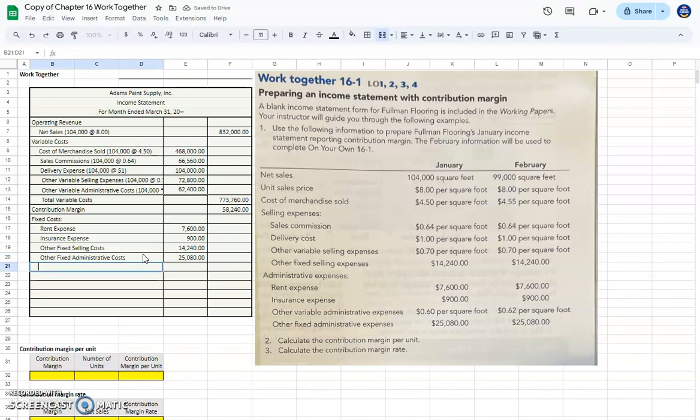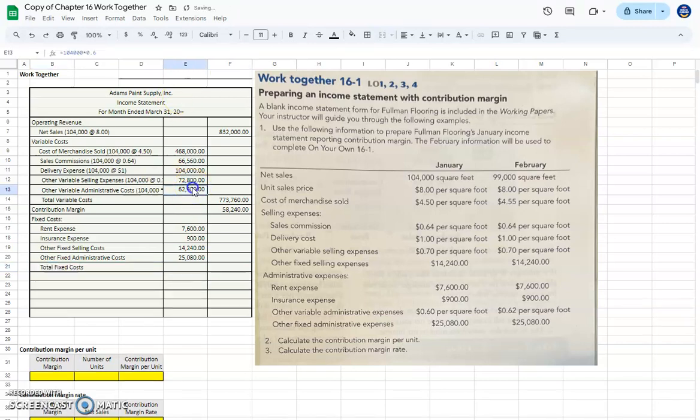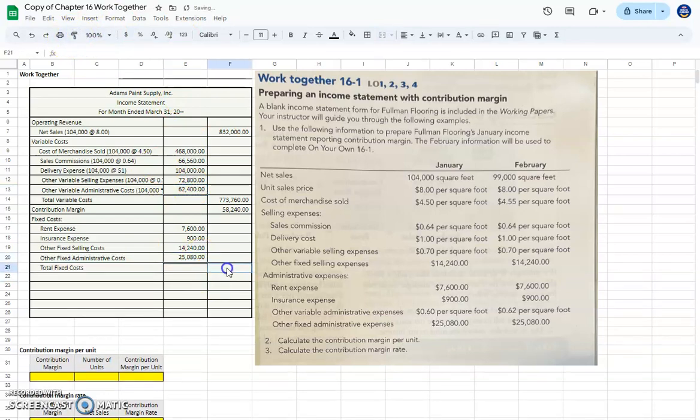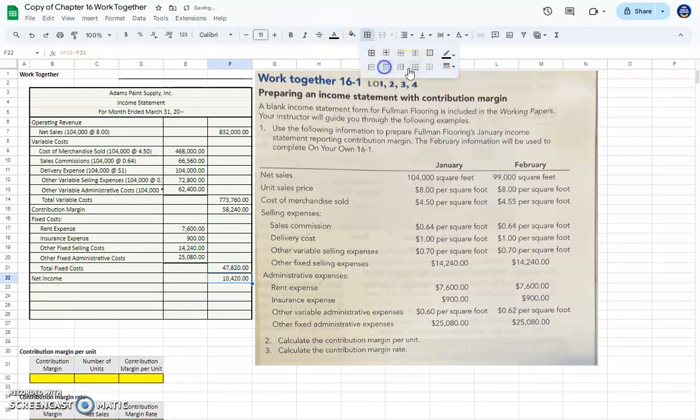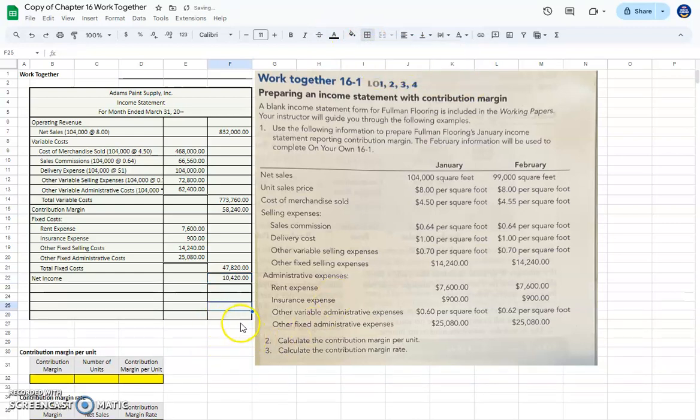So we will total fixed costs. I'm going to format painter that guy. And then I'm going to do a sum. So we have total fixed costs of $47,820, which leaves us with our net income after we subtract, of $10,420. Okay, so this one we probably better do borders to make it stand out.